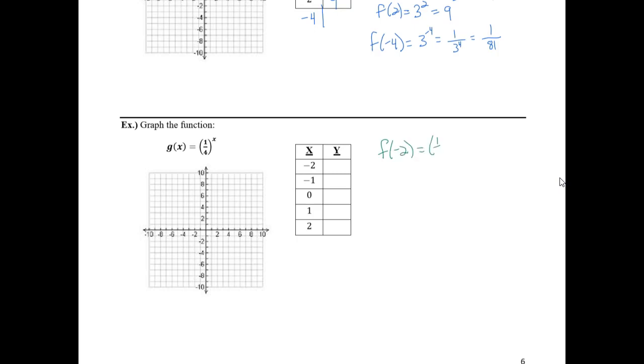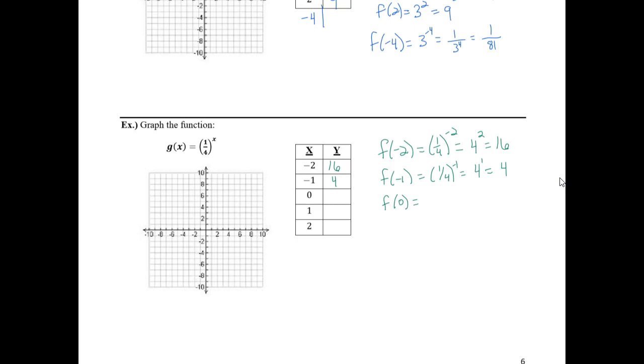means I'm taking 1/4 to the negative 2 power. The reciprocal of 1/4 is 4, and 4 squared is 16. So that's going to be off my graph. f of negative 1. So 1/4 to the negative 1 power takes the reciprocal. Again, the reciprocal is 4 to the first power, which is just 4.